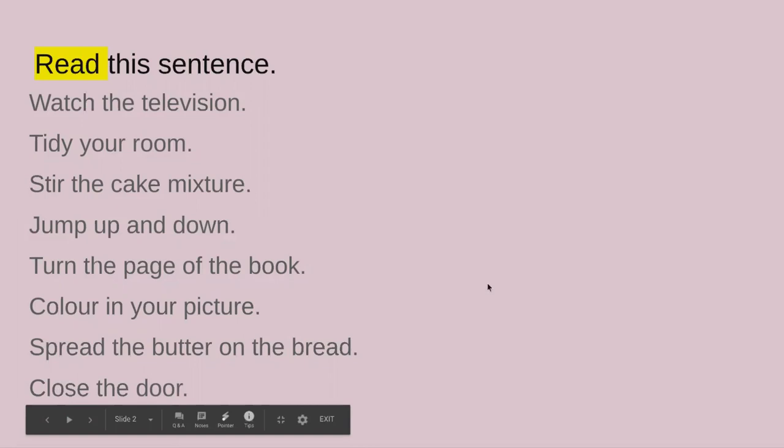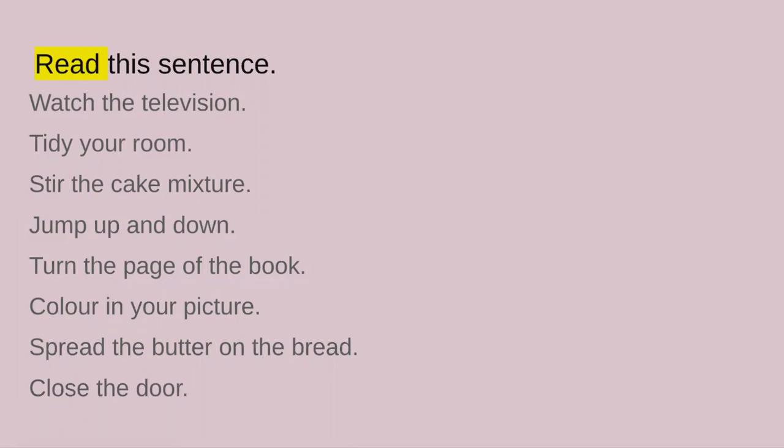Now, your first task is just to read these sentences again, see if you can sound them out and read them. If you'd like to write the sentences down, even better. And if you have a highlighter pen or a coloured pencil, you could underline the bossy word in each sentence, because that's the key for today, to identify those bossy words.